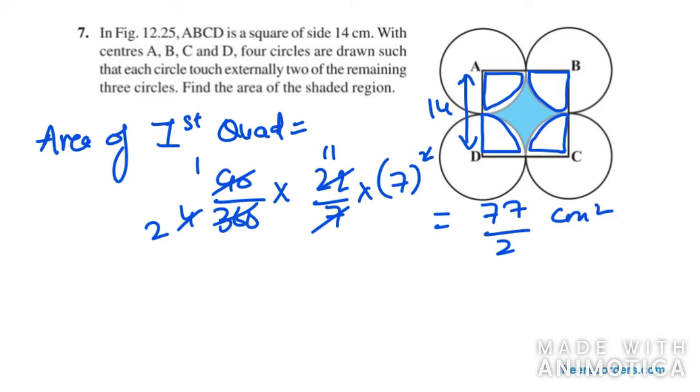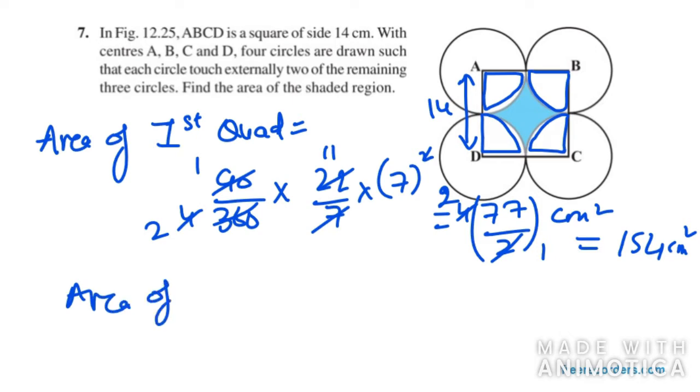We need to find for 4. That means it will be 4 times 77 over 2. So 2 and 1, that is 77 twice is 154 centimeters square. Now we need to find the area of the square. That is quite simple. Area of square is 14 square. So 14 square is 196 centimeters square.